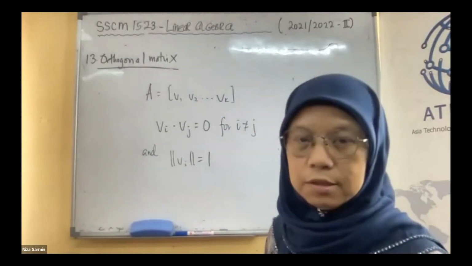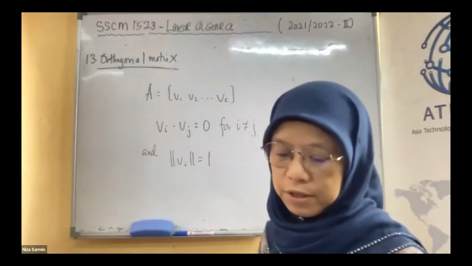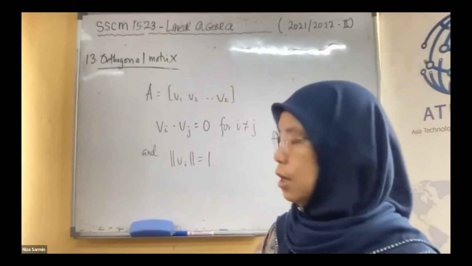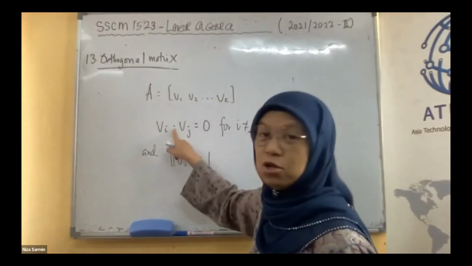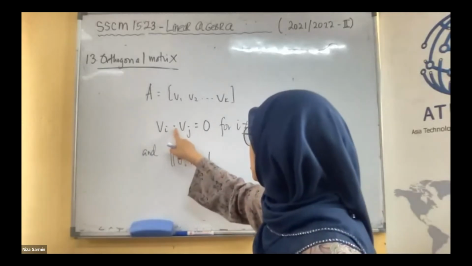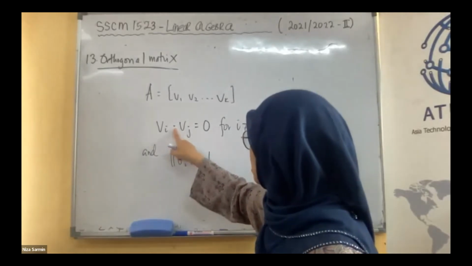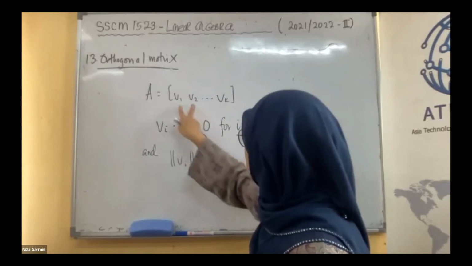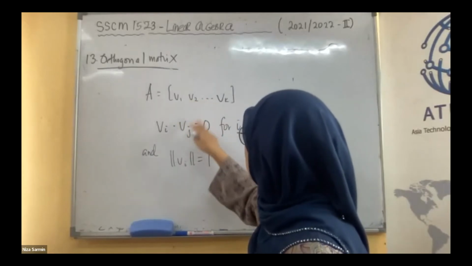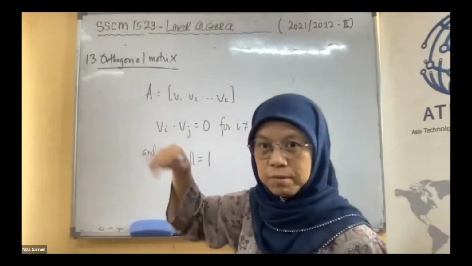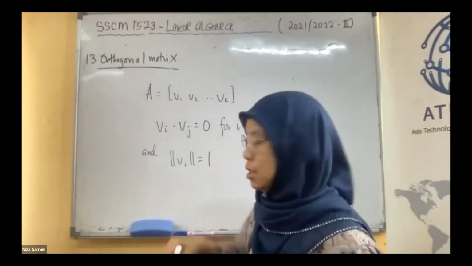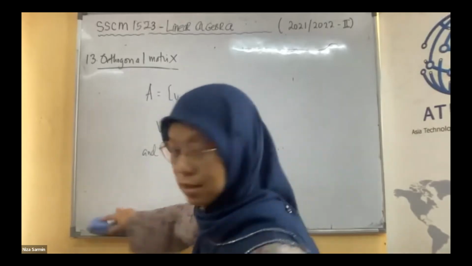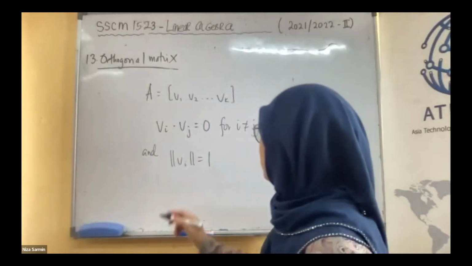You have learned this during your math before. This is the dot product, if you remember. The dot product equal to 0 means any two different pair, if you multiply, is equal to 0. And the norm of each one is equal to 1. It's a unit vector, right? You have seen this before.